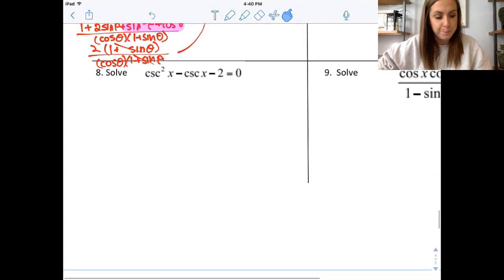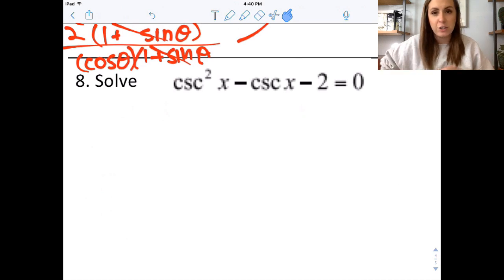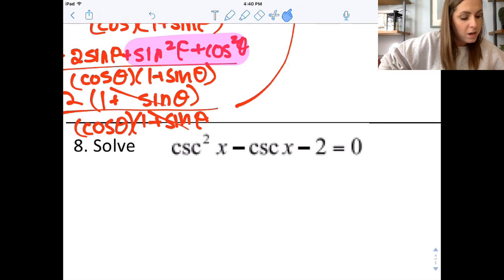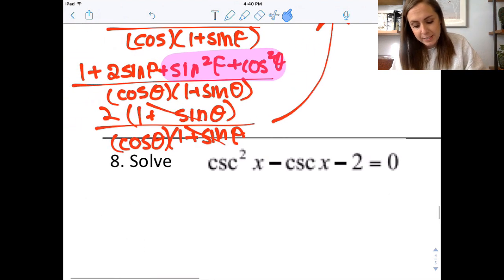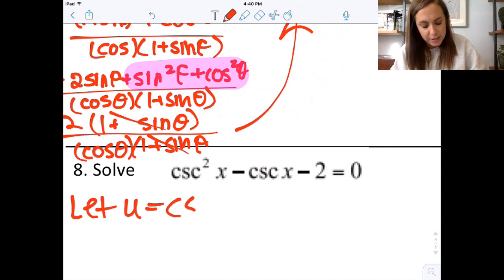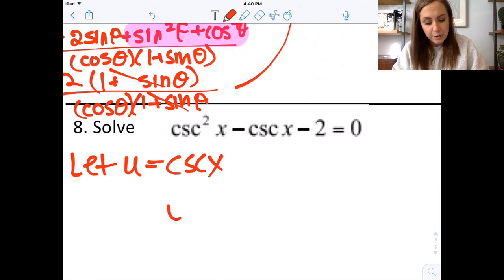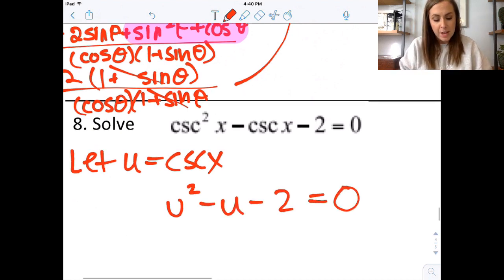All right, last one. I'm going to leave number 9 as a challenge for you, but let's look at number 8. Now, could you change this into sines? But then you're going to have like 1 over sine squared minus 1 over sine. It's going to be nasty. So what I see here is, let me say that this looks like a quadratic. Let's say let u equal cosecant. Then this would be u squared minus u minus 2 equals 0, right? And that's factorable. I can do that all day.